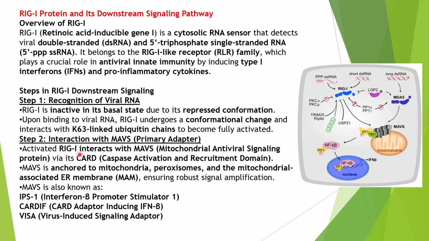Then activated RIG1 interacts with MAVS via the CARD domain. So MAVS is anchored to mitochondria, peroxisomes, and the mitochondria-associated ER membrane. So MAVS is not only present in mitochondria; it's also present in peroxisome and MAM. MAM is mitochondria-associated ER membrane. So all these organelles present in the cell are not isolated from each other. They interact with other organelles and they communicate and connect via connections, called tethering. So one such tethering is your mitochondria-associated ER membrane.